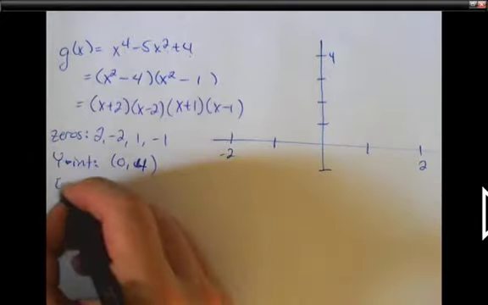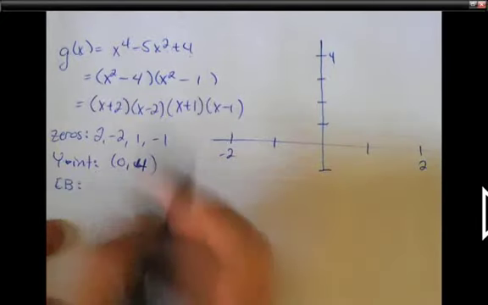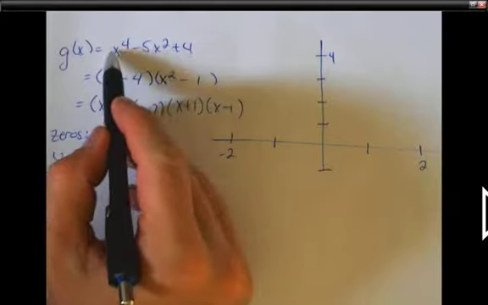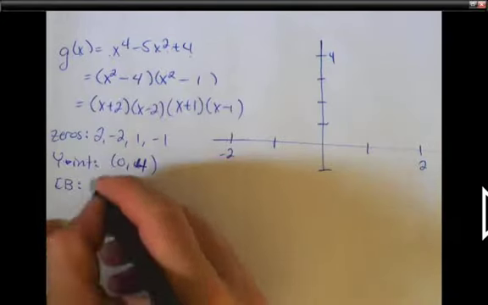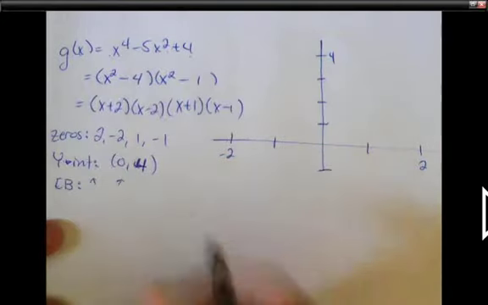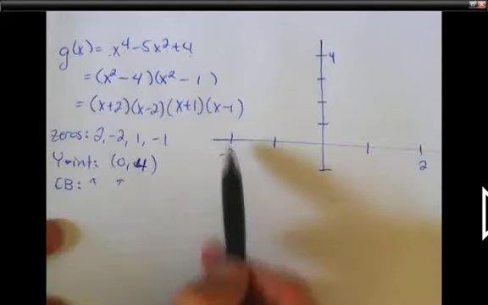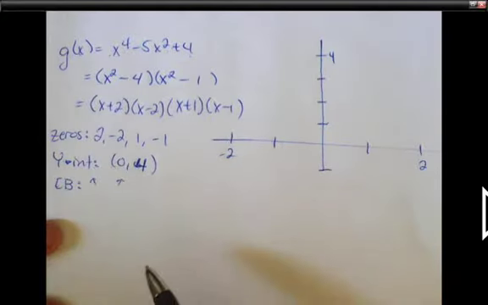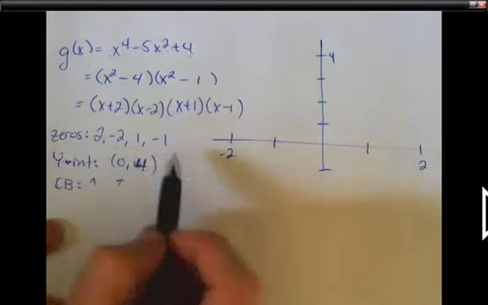End behavior: it's a quartic, and it's positive, and therefore it's up, up. And I seriously do want you guys to get to being this quick at sketching these types of graphs. I know I've done this a lot. I've taught people how to do this, but really this is how fast I want you guys to be able to do it.